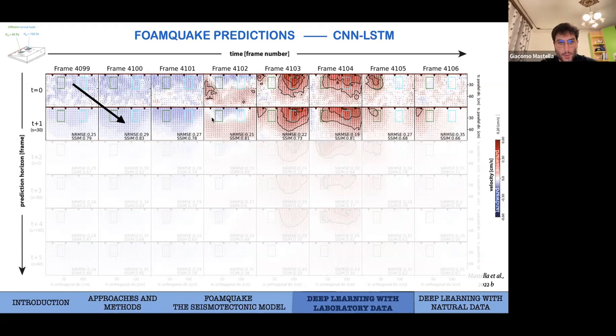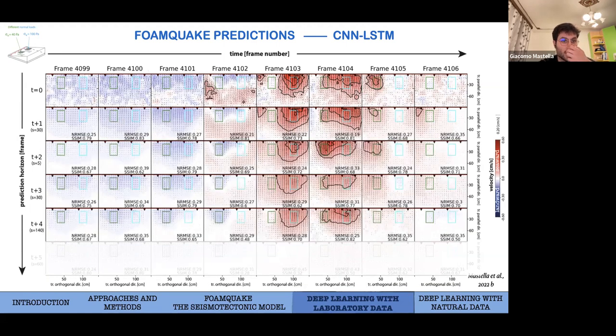So we can both forecast the onset of a laboratory earthquake, and even its space-time propagation. And the same thing can be observed regarding the predictions obtained at a prediction horizon of 2, at a prediction horizon of 3, and at a prediction horizon of 4.